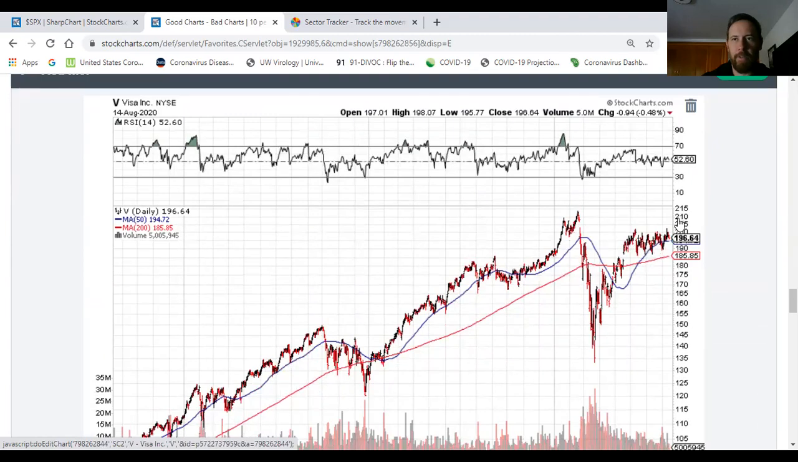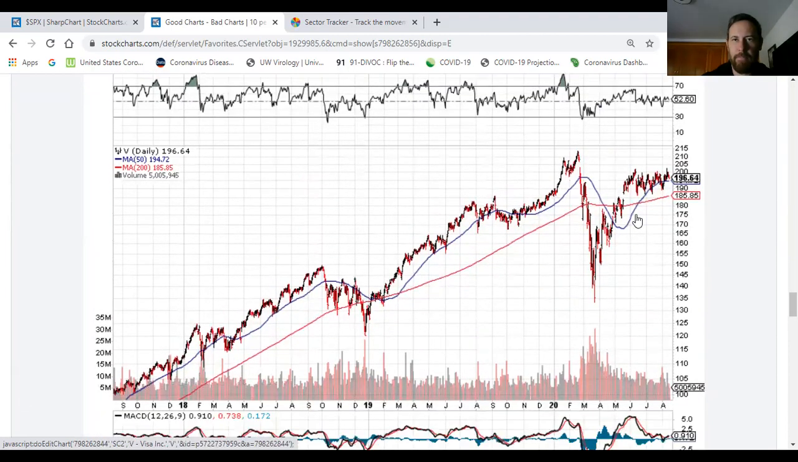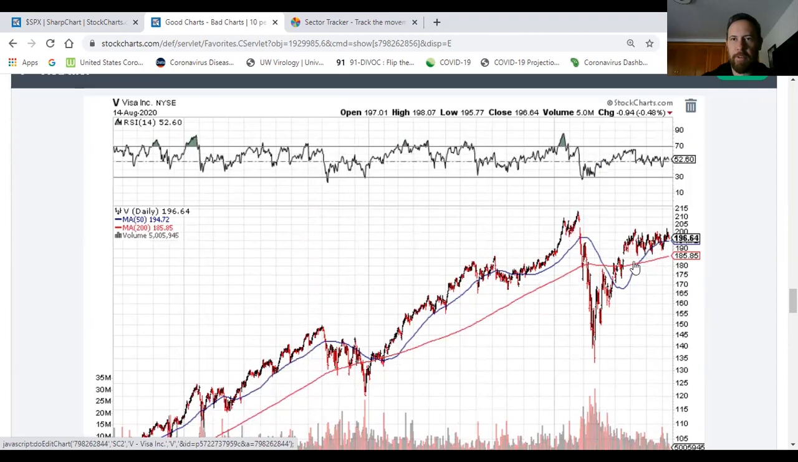Visa hasn't closed above its old highs. Again, Visa's going to run like MasterCard. It's just transaction count as the economy recovers. But this is one of the best bull market charts that you're going to find. This and Microsoft, and so it's basically at its 50-day right here and holding.